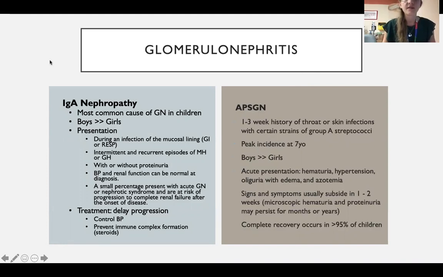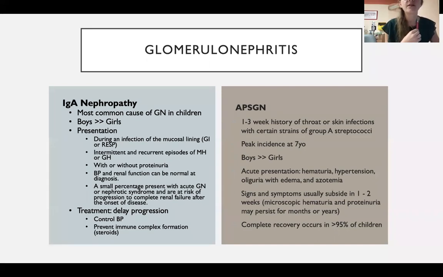So IgA nephropathy is the most common cause of glomerular nephritis in children. Both of them are more common in boys than in girls. And the presentation of IgA nephropathy usually involves an infection of the mucosal lining, which is typically GI or respiratory. The presentation is with intermittent and recurrent episodes of microscopic hematuria or gross hematuria. There can be proteinuria or not.